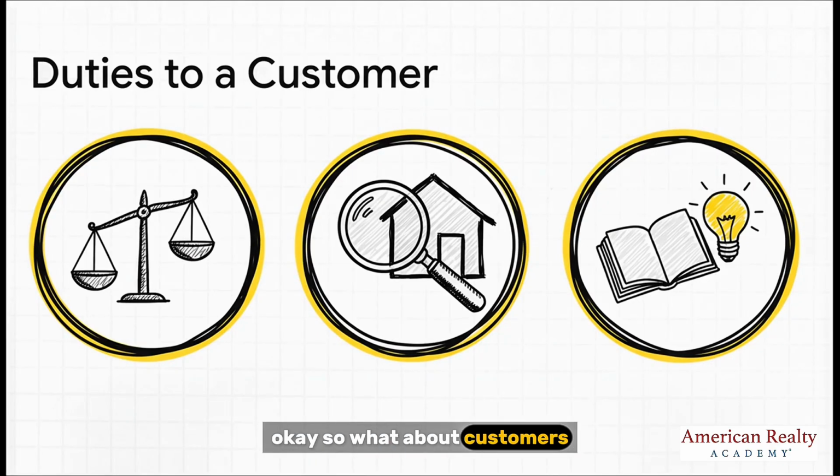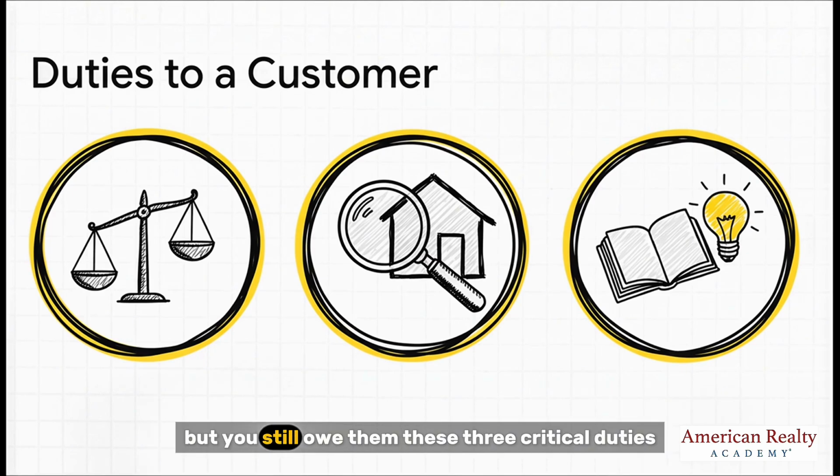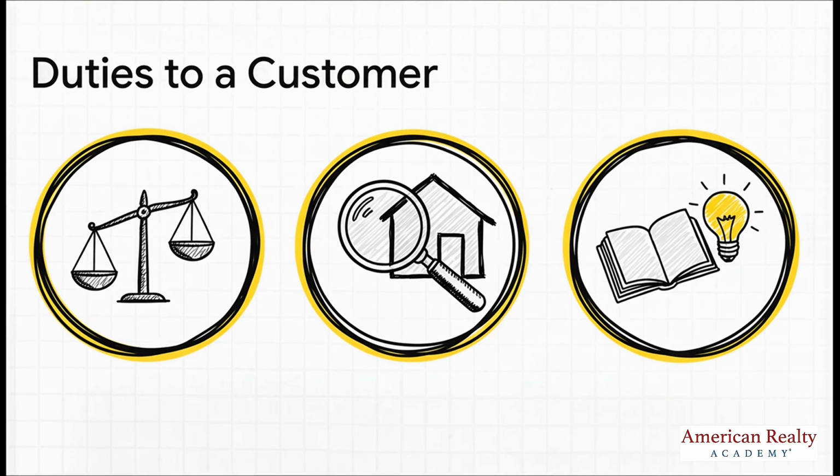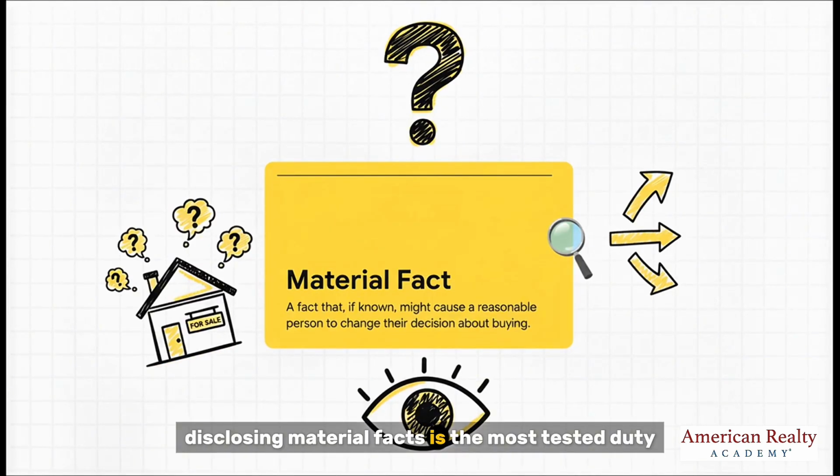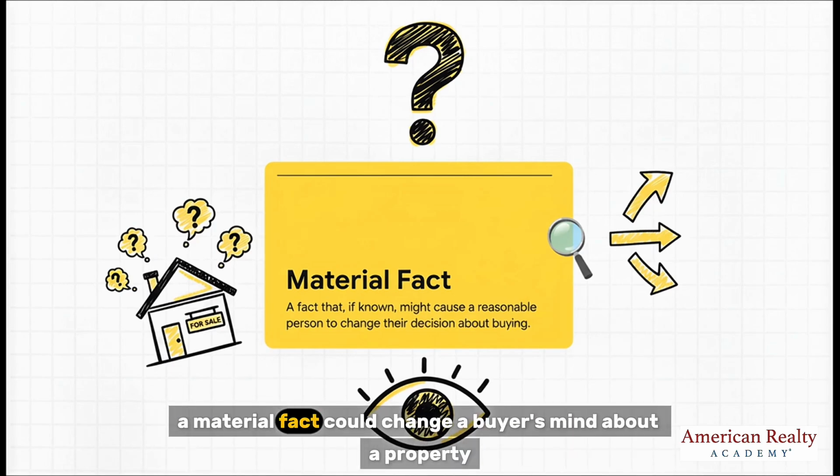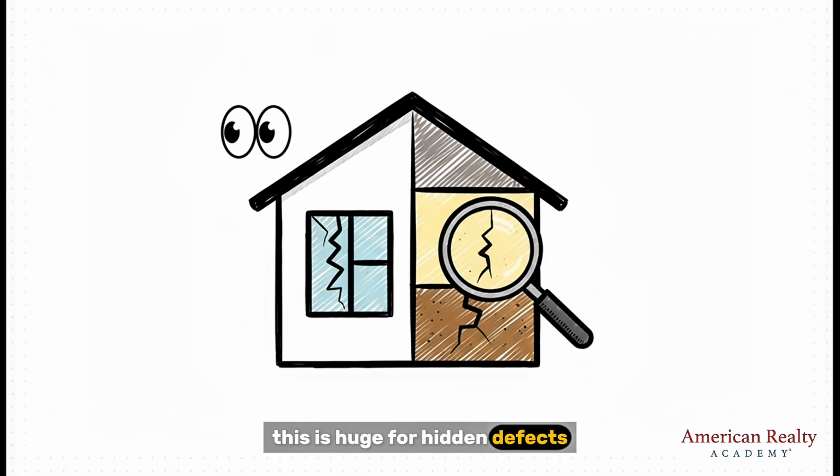Okay, so what about customers? You're not their fiduciary, but you still owe them these three critical duties. Disclosing material facts is the most tested duty. A material fact could change a buyer's mind about a property. This is huge for hidden defects. An obvious broken window is one thing. A hidden crack, you have to disclose it.